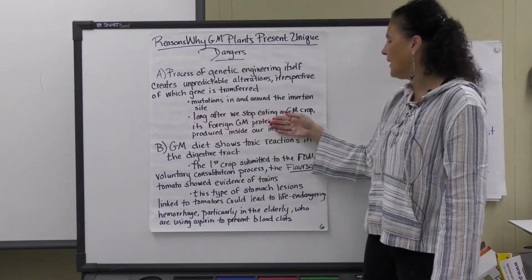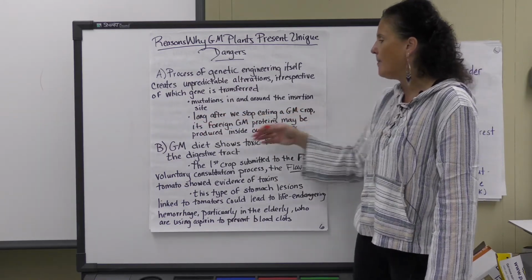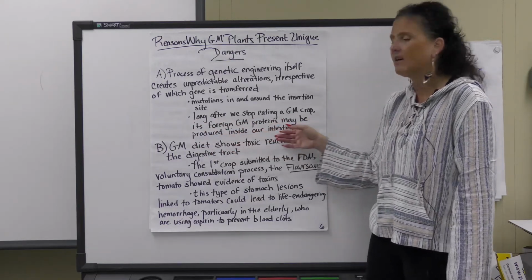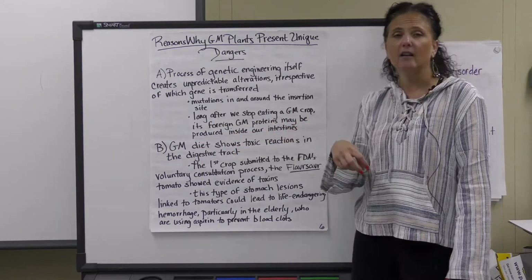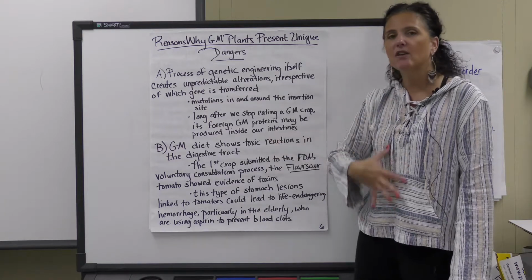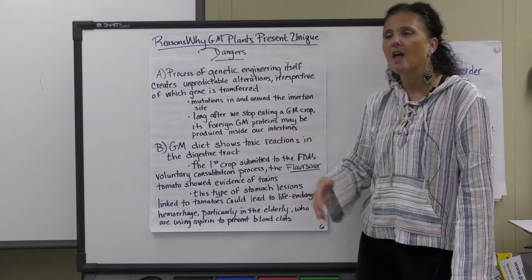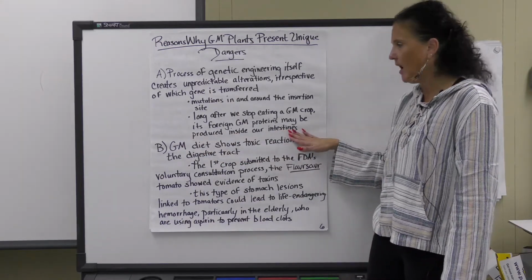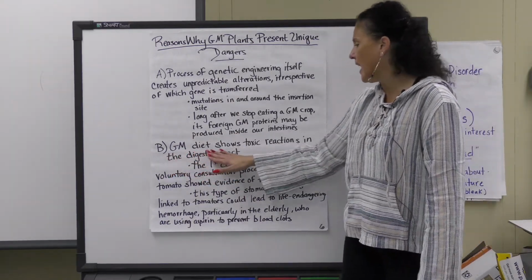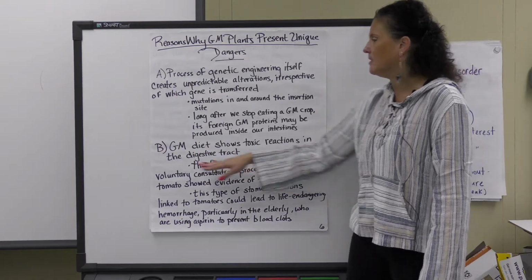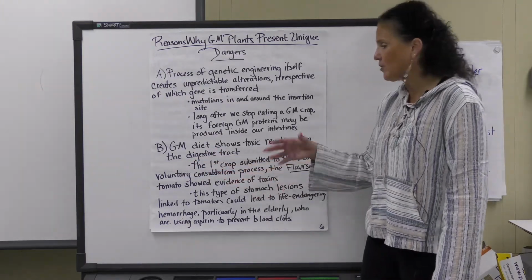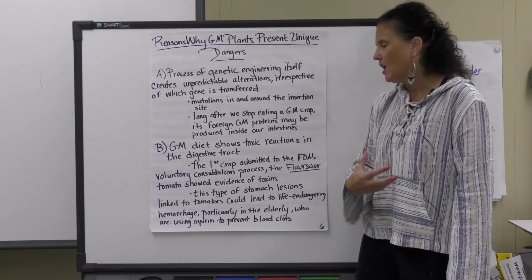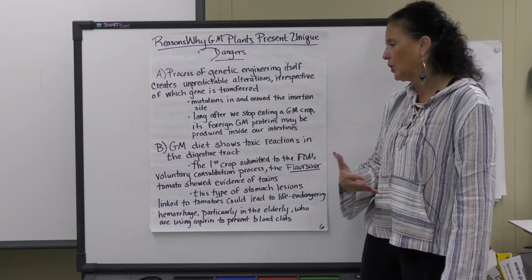Long after we stop eating this genetically modified crop, its foreign genetically modified proteins may be produced inside our intestines. So we eat it, let's say we stop eating it, well those get into your intestinal cells, and then your cells may continue to produce those proteins, right? Genetically modified diet shows toxic reactions in the digestive tract. So that's why I was just telling you, you're eating these genetically modified organisms and it affects your digestive tract, not in a good way.